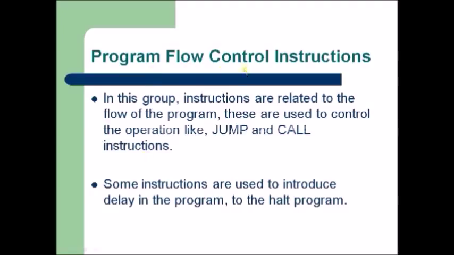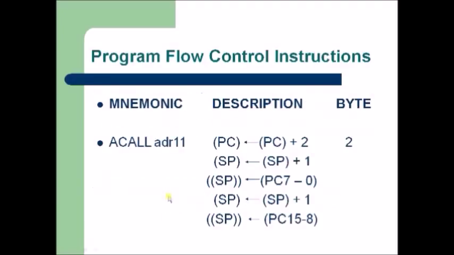Now let us see program flow control instructions. These instructions are mainly used for transferring the control from one location to another location, or from one address to another address. Okay, let us see some of the instructions for this. So here we have ACALL. These call instructions are mainly used in the case of functions. Whenever we want to call a function, whenever we want to call a subroutine, then we are going to use these call instructions. Now here ACALL is nothing but absolute call, and here the address is of 11-bit size.